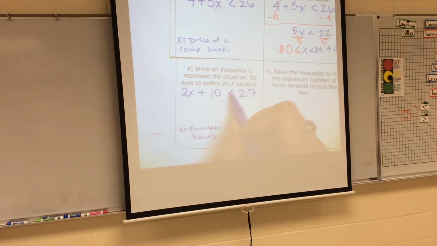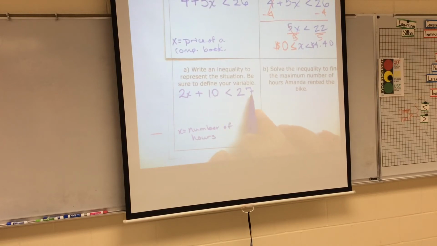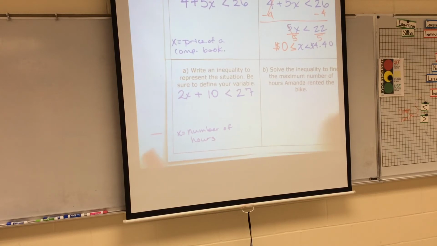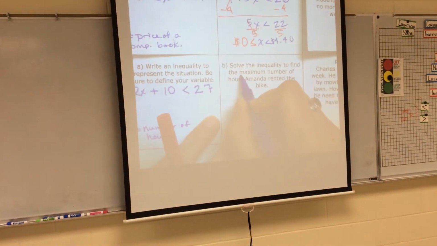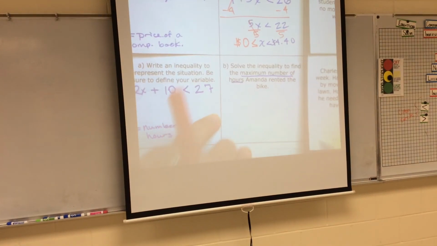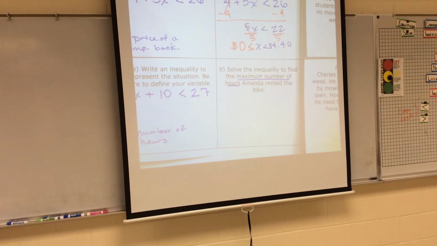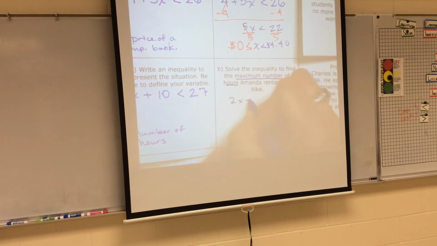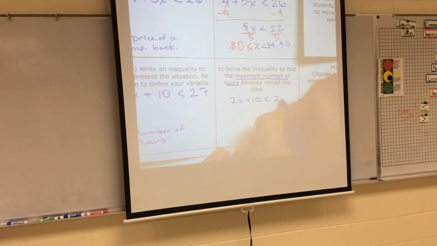All right, so less than. So what Amanda actually paid is less than 27. All right. So we're going to solve the inequality to find the maximum number of hours Amanda could have rented the bike for. All right, so I have 2x plus 10 is less than 27.